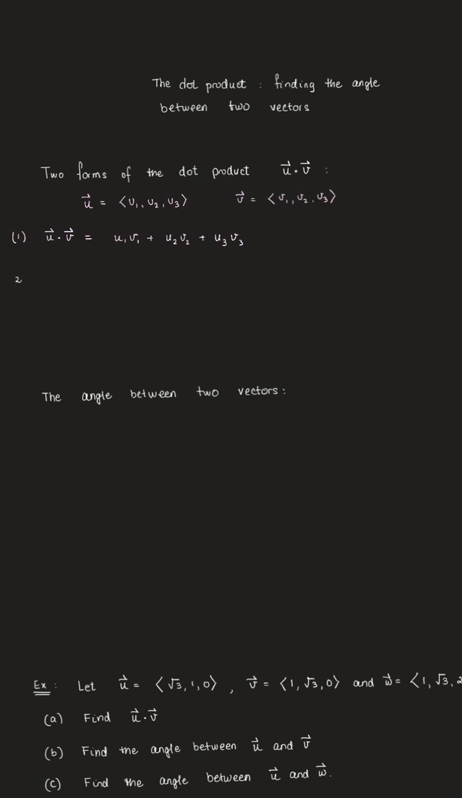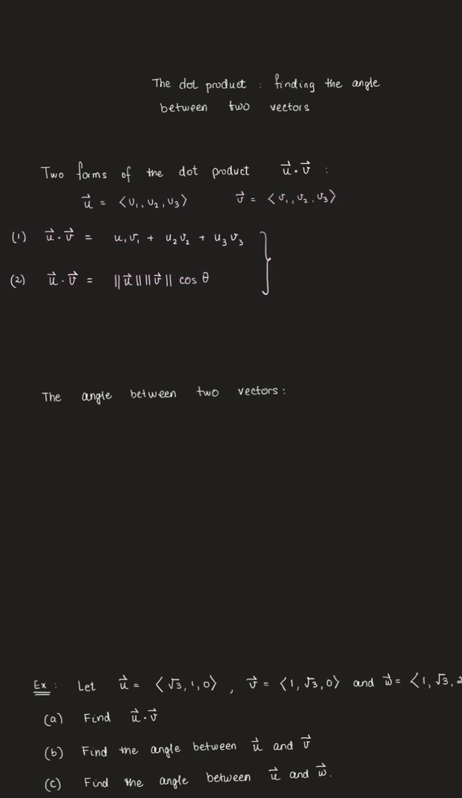And in the previous video, we also saw that by applying the law of cosines, we obtained that the dot product of u and v can also be written as the magnitude of u times the magnitude of v times the cosine of the angle between the two vectors. So here are two forms of the definition of the dot product.